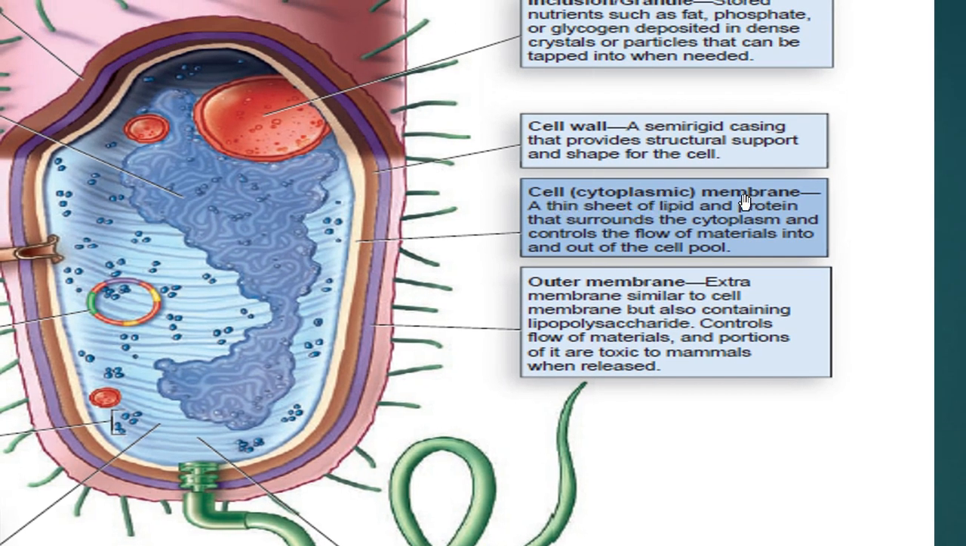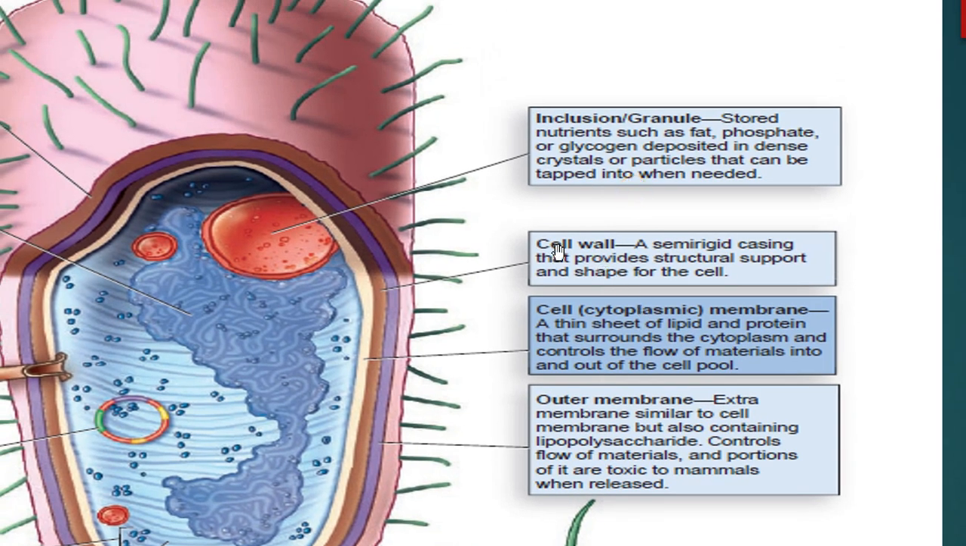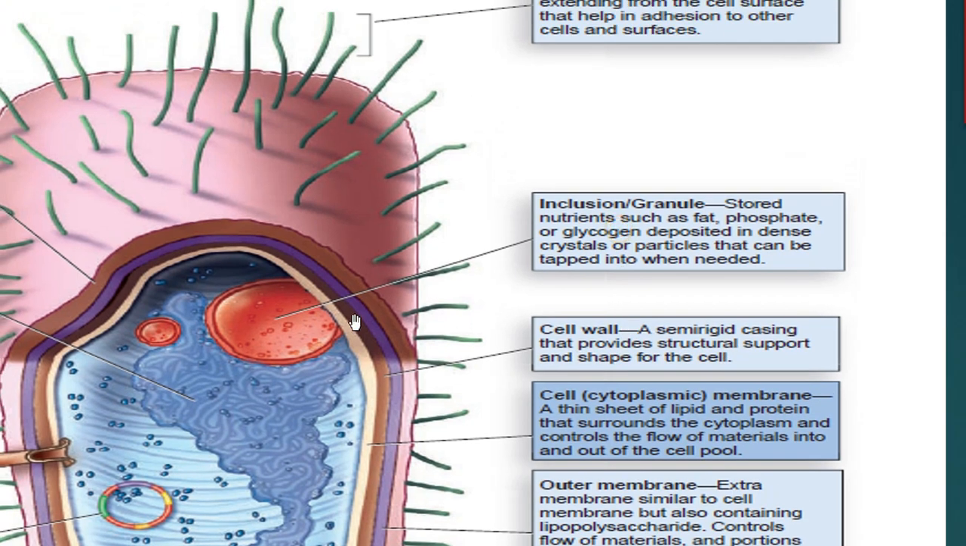Okay, so what is the cell membrane or plasma membrane? The plasma membrane is a thin sheet of lipid and protein that surrounds the cytoplasm and controls the flow of materials into and out of the cell. The plasma membrane is basically composed of lipid and protein, which is known as a lipid bilayer, and it is not a solid structure. It is a fluid structure and it is semi-permeable. Many selective materials can go into or go out of the cell through it. Okay, and the next thing is the cell wall. It is a semi-rigid structure that provides structural support and shape for the cell.